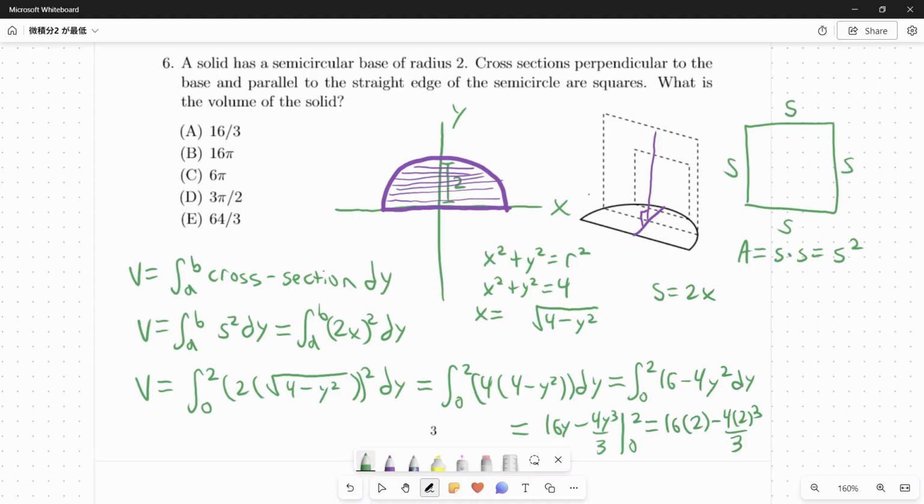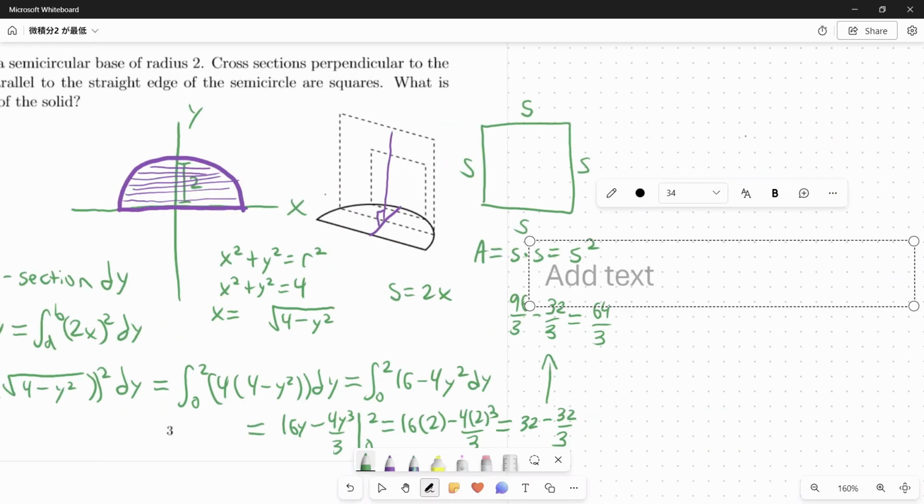And then when you simplify this, you should end up with 32 minus 2 cubed is 8. 8 times 4 is 32, so minus 32 over 3. And then when you simplify this, that's just going to go to 96 over 3 minus 32 over 3, which is ultimately going to be equal to 64 over 3.